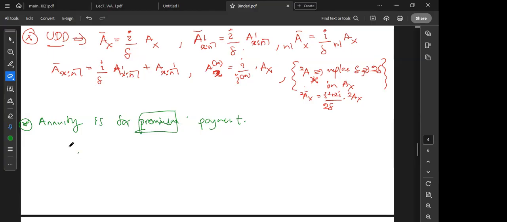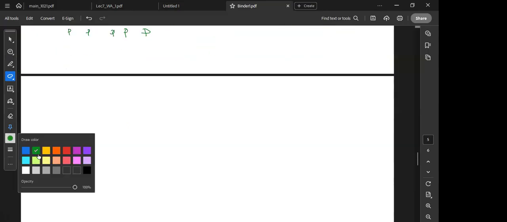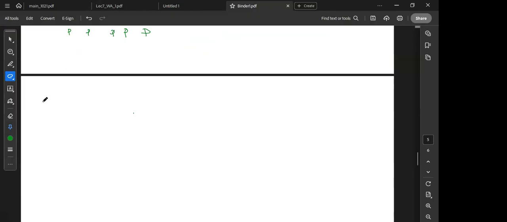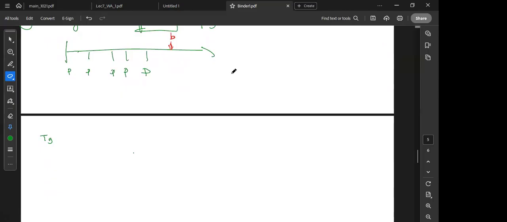So these correspond to the premium payment series, and for the benefit, I will use the red line. For the benefit, there was only one benefit, but for the premiums, there's a series of premiums. So let's summarize it again. We have two types of annuities: the annuity due and the annuity immediate.